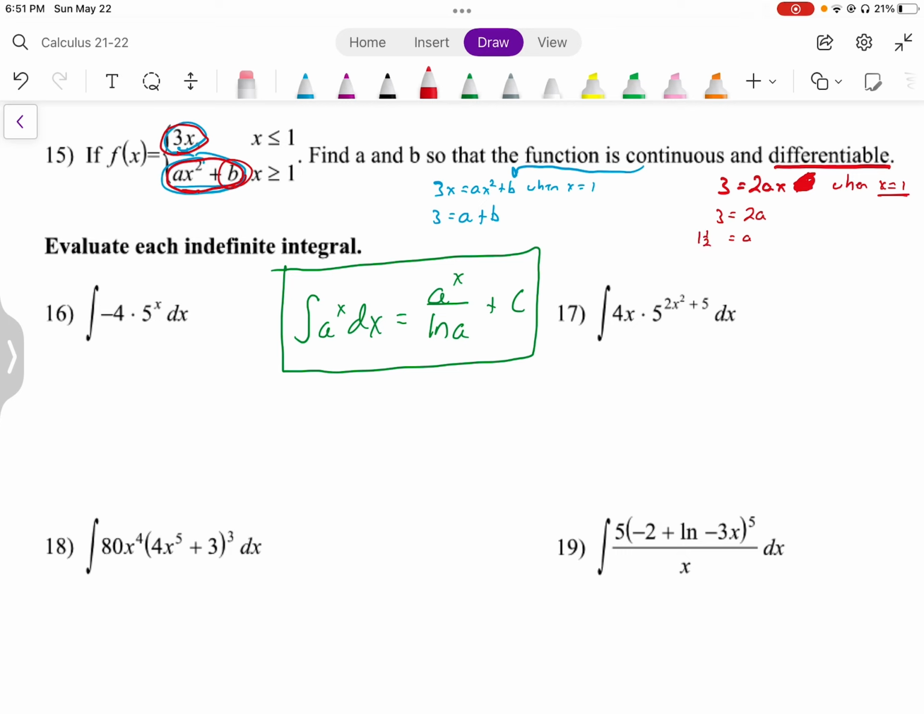And if a equals 1.5, and a plus b has to equal 3, in this case, b also equals 1.5. So a equals 1.5 and b equals 1.5 is our answer, or you can just write it as 3/2.